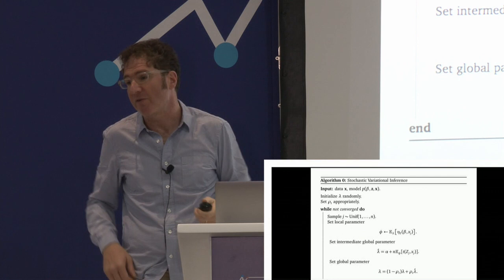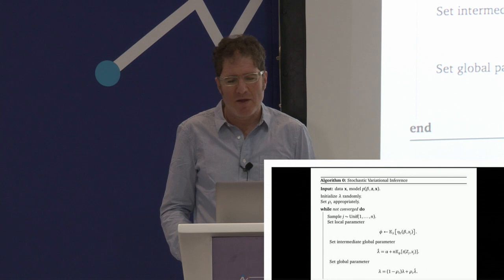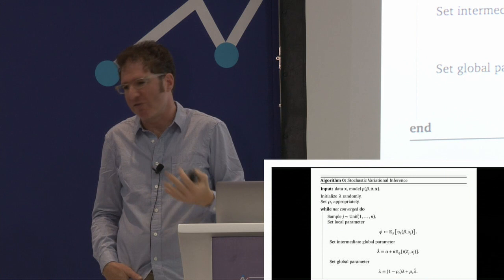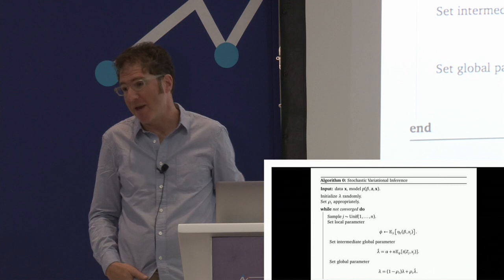That said, I keep mentioning this, an unsolved problem in variational inference is how to robustly initialize these variational parameters. What's a good rule of thumb that can work across many, many models? We don't have that.